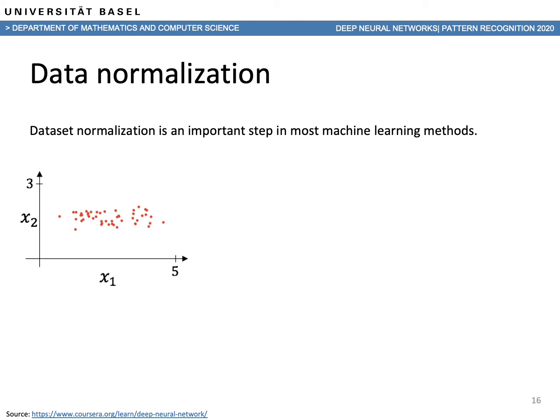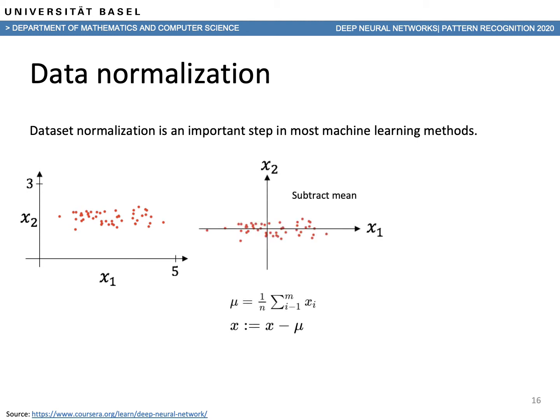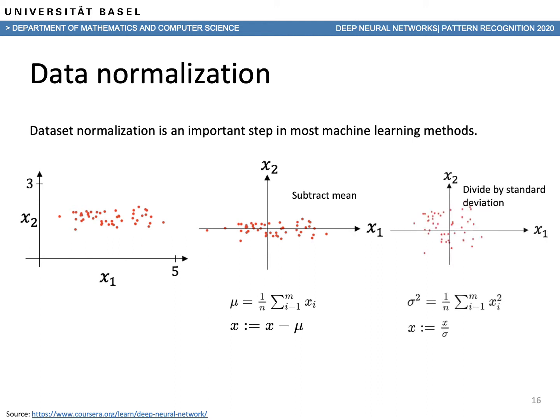But in general, it's not something you would hear too much about in any other deep learning or machine learning course. So let's just look at an example here where you have two features, x1 and x2. What we could do now is subtract the mean. And then afterward, we can divide this data by the standard deviation, and then we'll end up with our data having some standard normal distribution here.